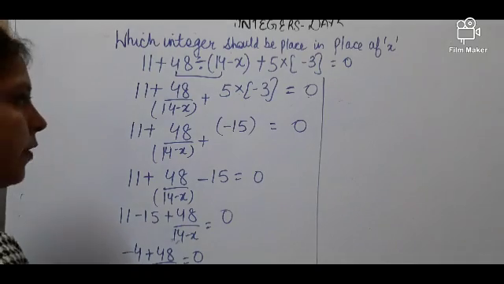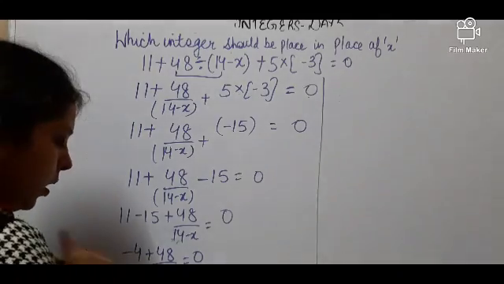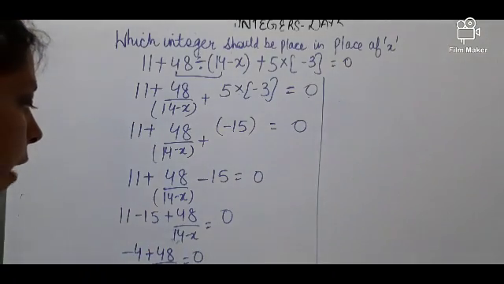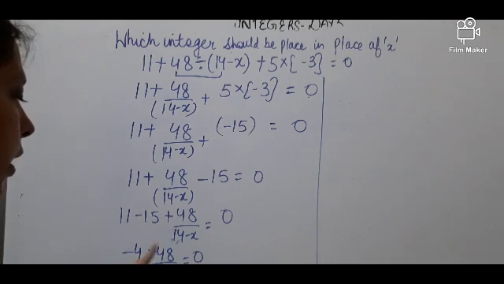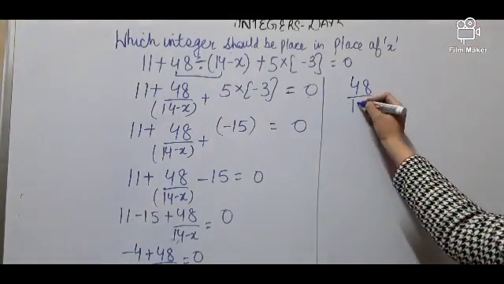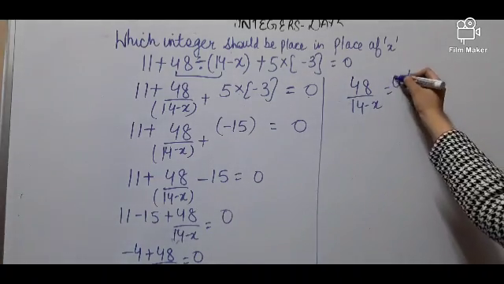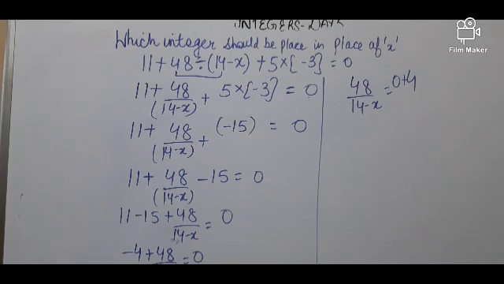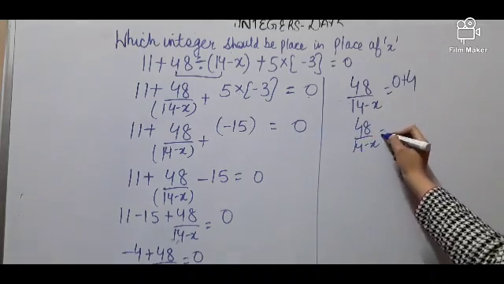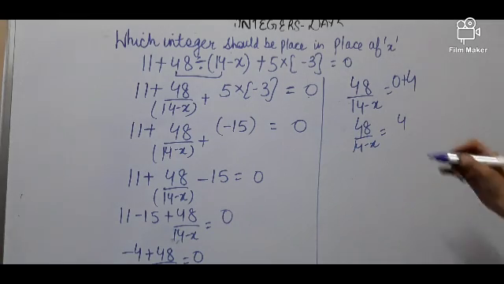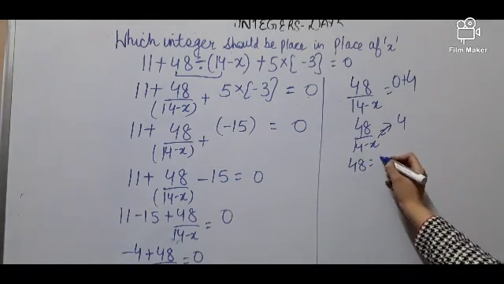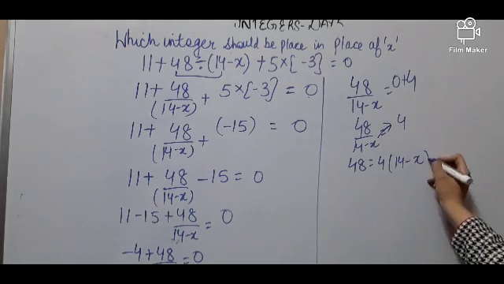Now see what I will do. I will take minus 4 to the right hand side, because I have to solve for the value of x. When I take it to the right hand side, its sign changes and it becomes positive 4. 0 plus positive 4 gives you 4. Now we will cross multiply. We will multiply this denominator with the other numerator, that means 14 minus x.